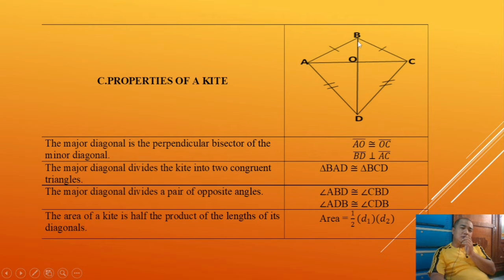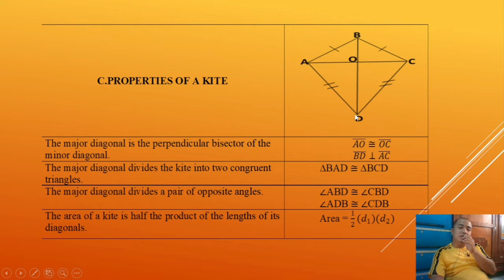So this major diagonal BD bisects AC at point O. At the same time, they are perpendicular. So AO is congruent to OC. BD is perpendicular to AC here. The major diagonal divides the kite into two congruent triangles. If we have a kite ABCD, we draw the major diagonal BD. Then we have two congruent triangles.